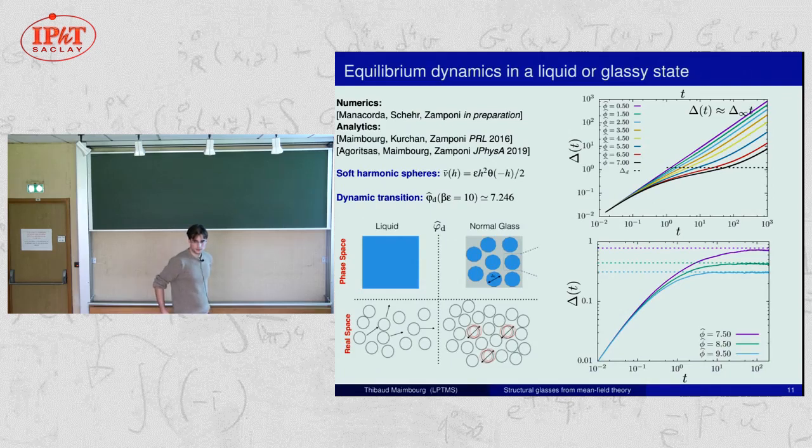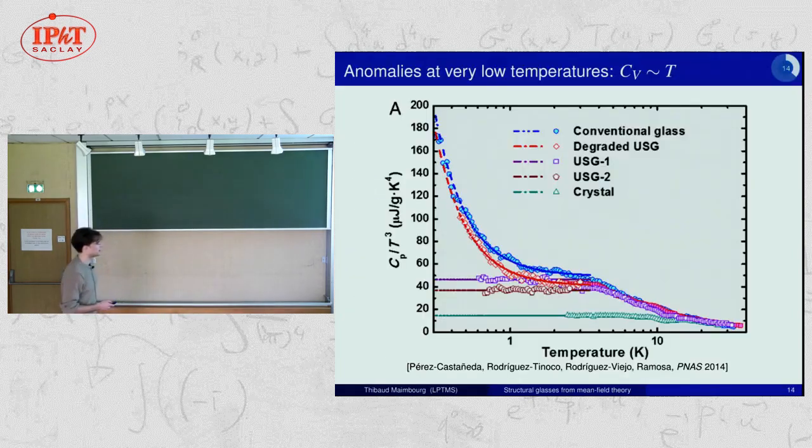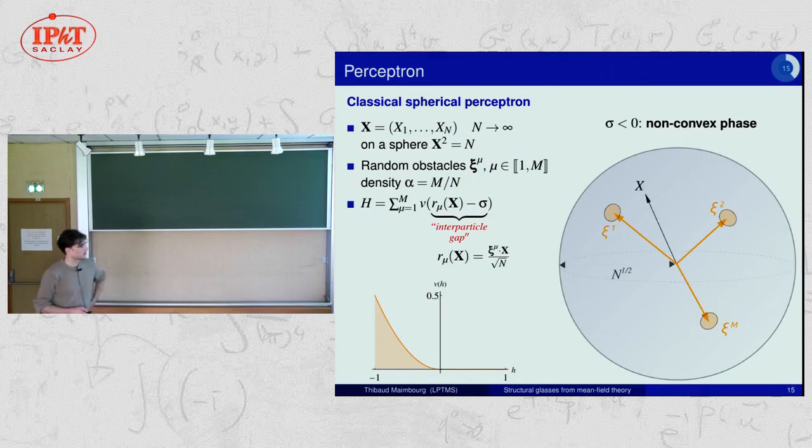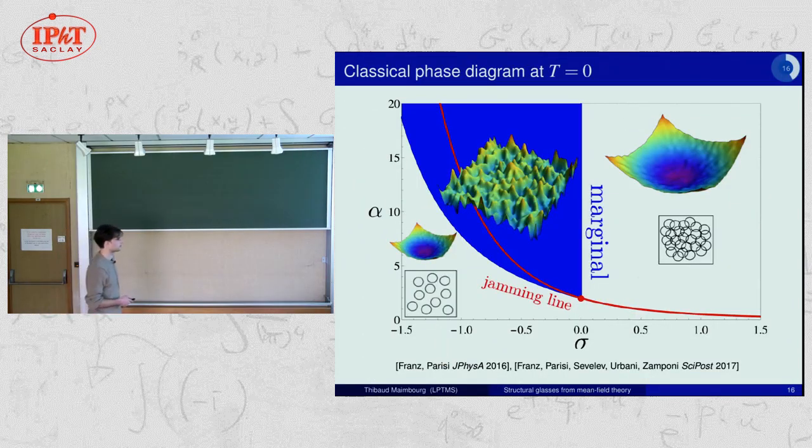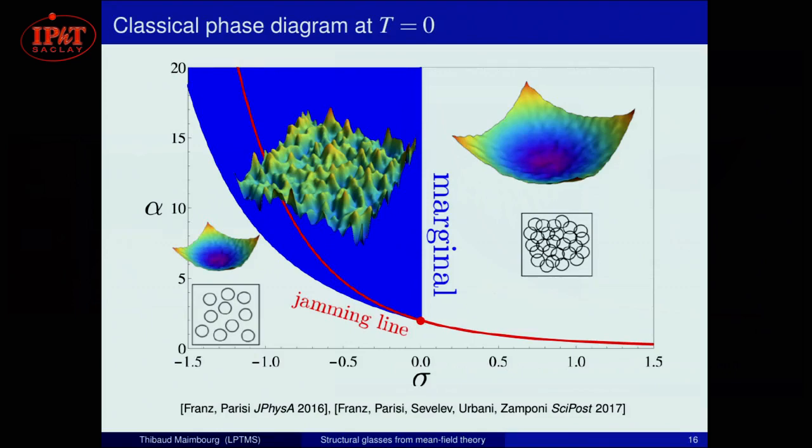So imagine that you look at the perceptron thing that you showed. So if you take the phase diagram. Now imagine that you are at small alpha, but you are at sigma negative. So you are in this configuration.